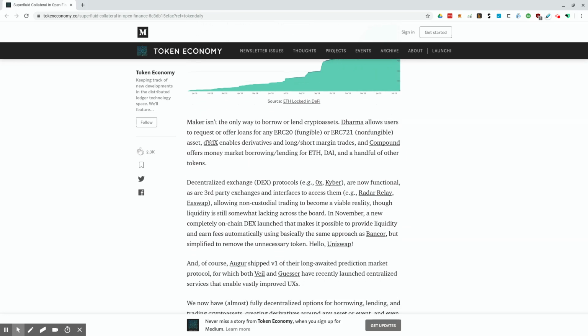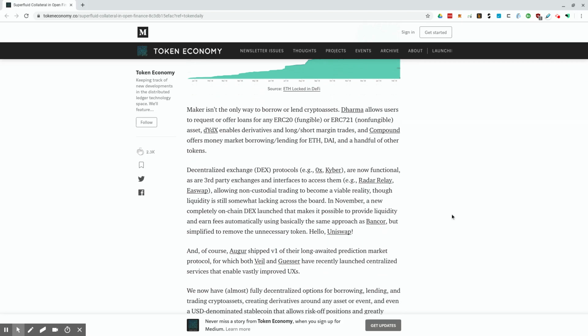Maker isn't the only way to borrow or lend crypto assets. Dharma allows users to request or offer loans for any ERC-20 fungible or ERC-721 non-fungible asset. DYDX enables derivatives and long-short margin trades, and Compound offers money market borrowing and lending for ETH, DAI, and a handful of other tokens. I actually have a video that goes over many of these tools. It's popping up right now. It's called Decentralized Finance Explained, Part One.